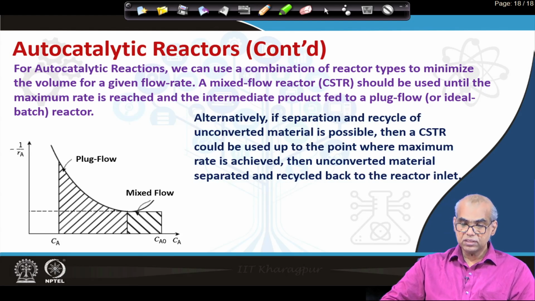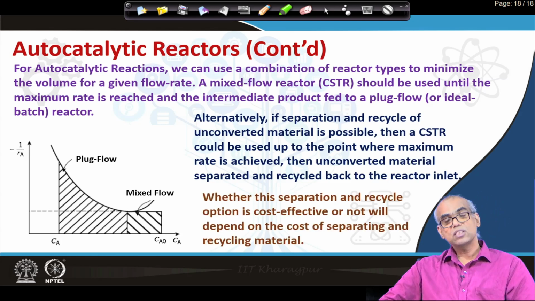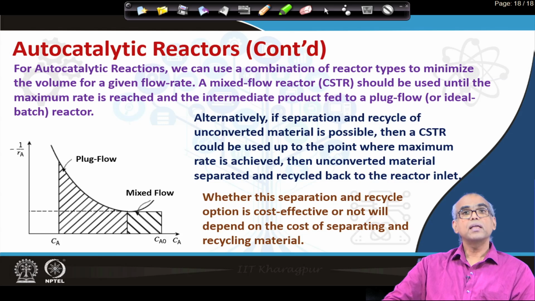Alternately, if separation and recycle of unconverted material is possible, then a CSTR could be used up to the point where maximum rate is achieved, and then the unconverted material separated and recycled back to the reactor inlet. But whether this separation and recycle option is cost effective or not will depend on the cost of separating and recycling material. So, you need to perform a detailed economic analysis for evaluating these two options.